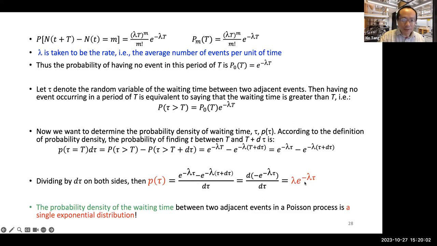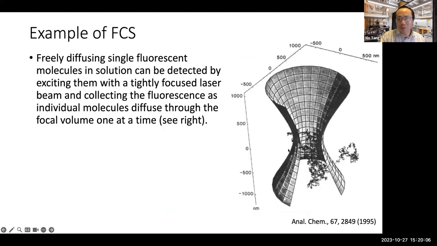Okay. Now from here, we can go back to one example question we provided in the previous lecture. Now we can understand it better. In this question, it actually demonstrated a useful application that helps us derive the concentration of the particles in the solution based on that fluctuation.